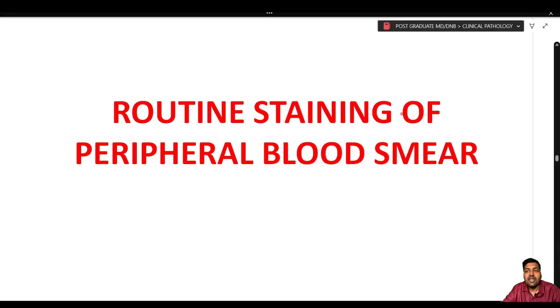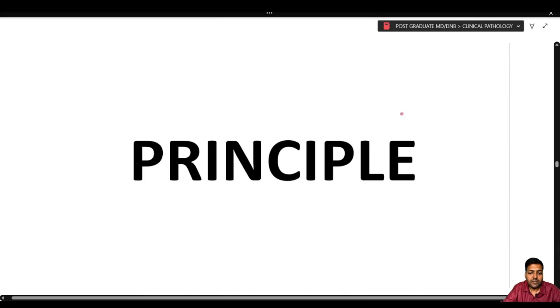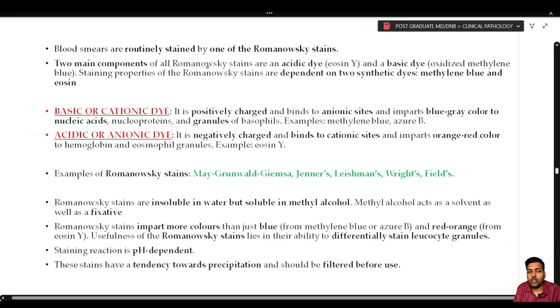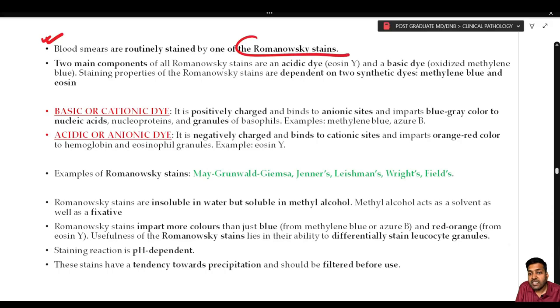Now we want to stain a particular peripheral blood smear. So now we are going to see the routine staining of the peripheral blood smear. First we are going to see the principle of staining. What is the principle of staining? First of all, the first exam or viva question that will be asked to you is that blood smears are routinely stained by one of the Romanovsky stains. Leishman stain is a type of Romanovsky stain.